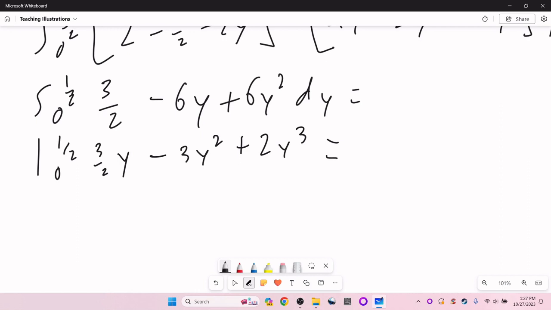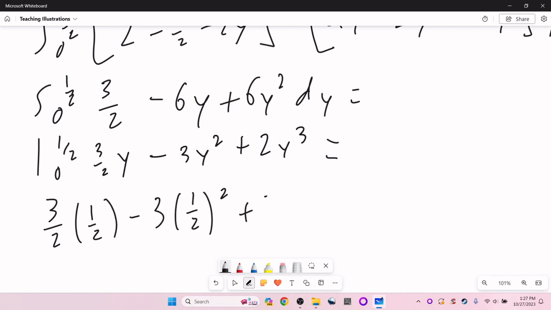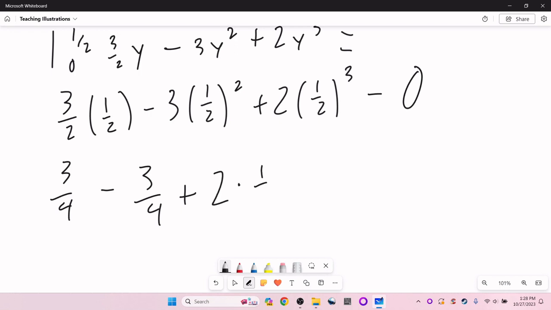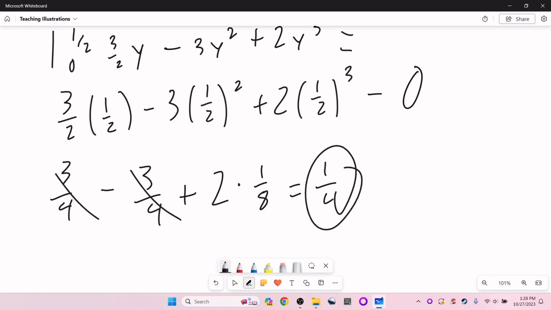Becomes 3 halves times 1 half minus 3 times 1 half squared plus 2 times 1 half cubed minus 0, because all these have y in them, so they'll be 0. So that comes out to 3 fourths minus 3 times 1 fourth, plus 2 times 1 over 8. So that's 2 over 8, which is 1 fourth. So that's the volume of that tetrahedron, 1 fourth.